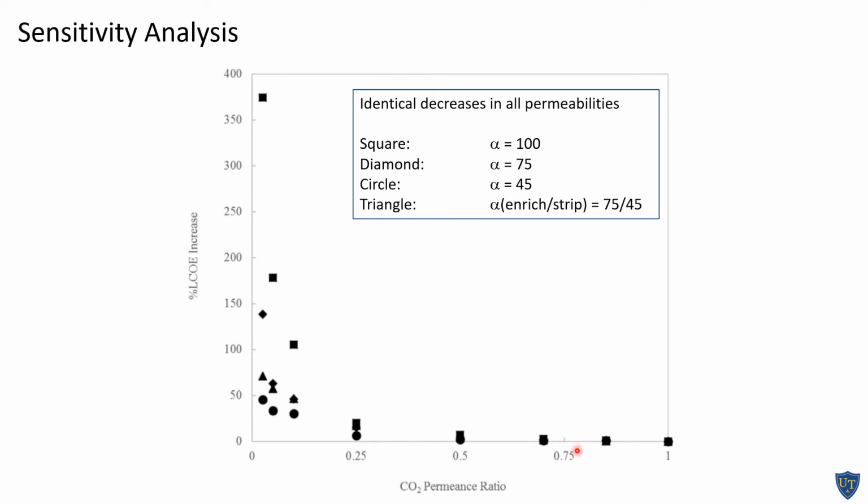And what we see is that as we move the curve to the left, we see small changes in the levelized cost of electricity, small increases in levelized cost of electricity, until we get to about a 50% reduction in the CO2 permeability. We saw the same thing whether we chose a selectivity for all the stages of 100 or we chose the optimum values for the selectivity of the enriching and stripping stages of 75 and 45.